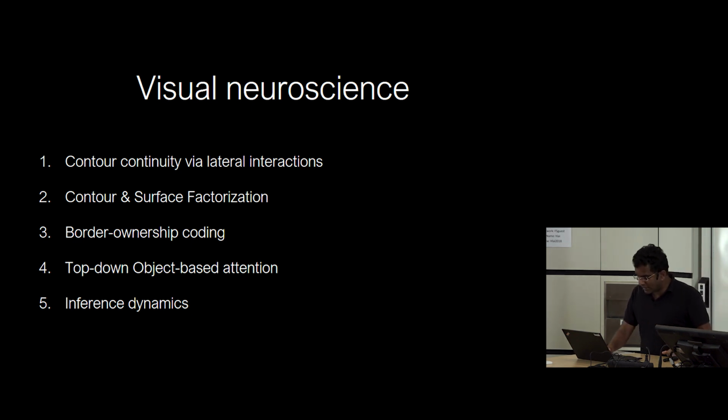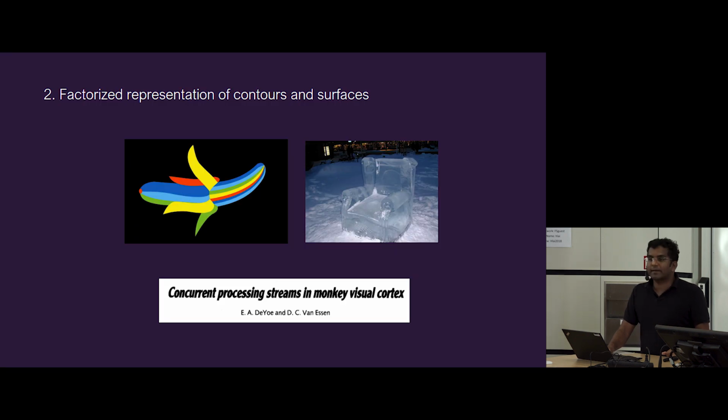I can just give you two examples from this one. What is the factorized representation of contours and surfaces bias? So here is a rainbow banana. You have never seen a rainbow banana before, but you can recognize it. That's because you have a separate representation of the surfaces of the banana, of the appearance of the banana, compared to the shape of the banana. So I can show you a chair made of ice. Even if you have never seen that before, you can still recognize it. That's because they are coded separately.